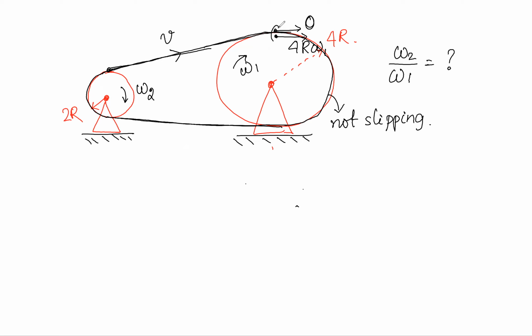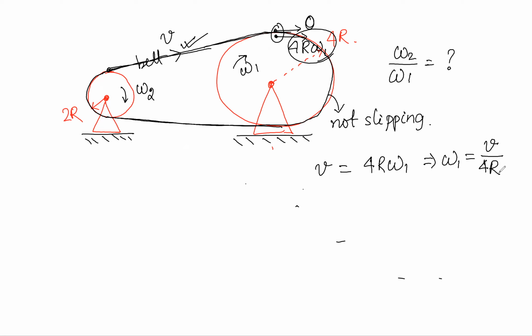Now this velocity has to be equal to the velocity of the surface on which it is not slipping. So what is it not slipping on? It is not slipping on this belt. So what is the velocity of the belt? V. What is the velocity of a point on this pulley? 4r omega 1. So what is the angular velocity of that pulley? V by 4r. In exactly the same way, you would write 2r omega 2 is equal to V, which means omega 2 is equal to V by 2r.